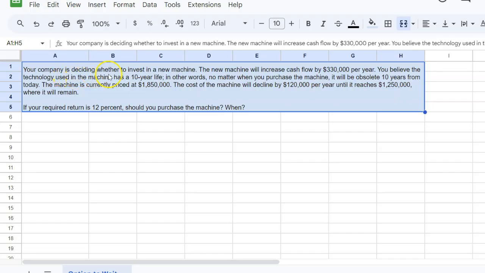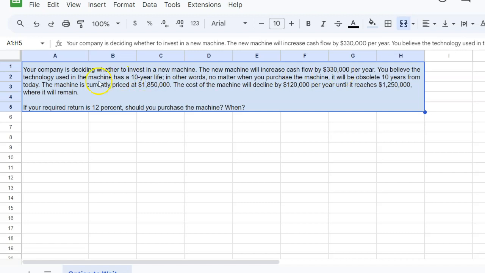So suppose your company is deciding whether to invest in a new machine, and the new machine will increase cash flows by $330,000 per year. Okay, this is not profit, this is cash flows, which is net of capital expenditures, net of working capital, all of that.